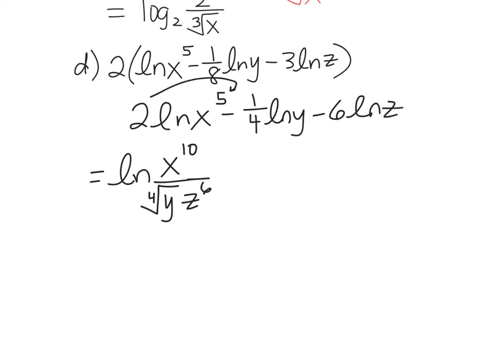Yeah. But negative 6 natural log of z is a negative. Wouldn't it be the negative 6? You have to think of this as a minus, really, instead. So the 6 moves to here, and it's minus, and minus means division for logs.